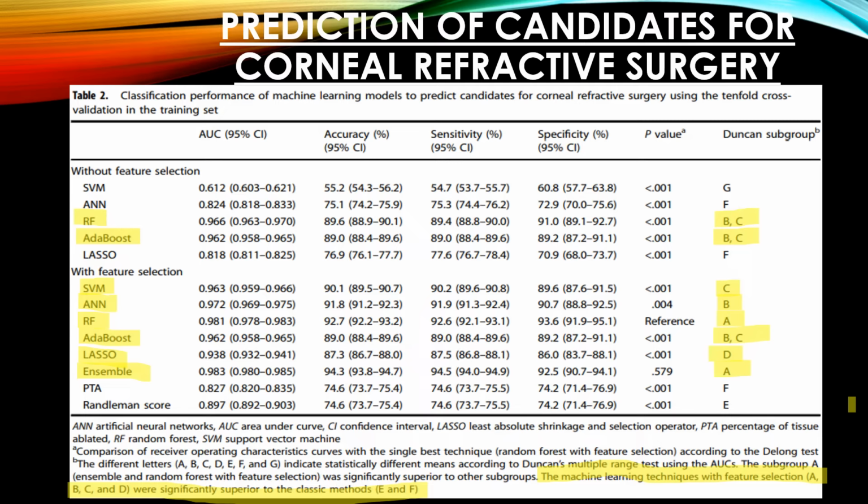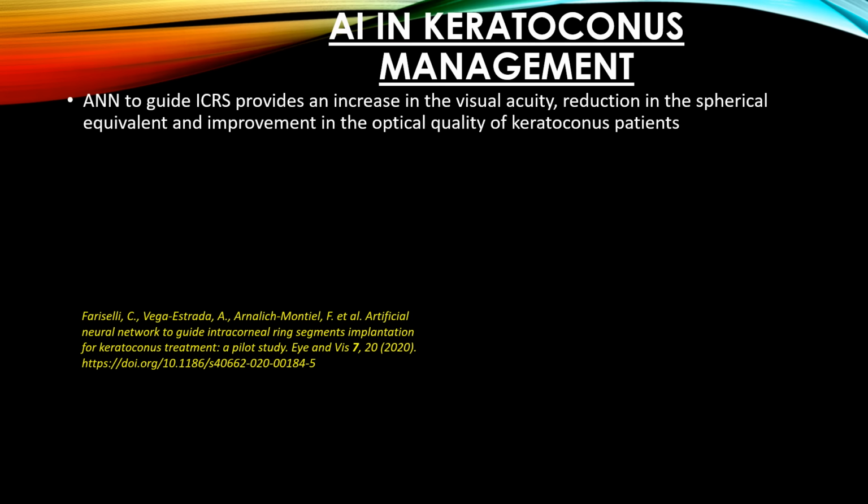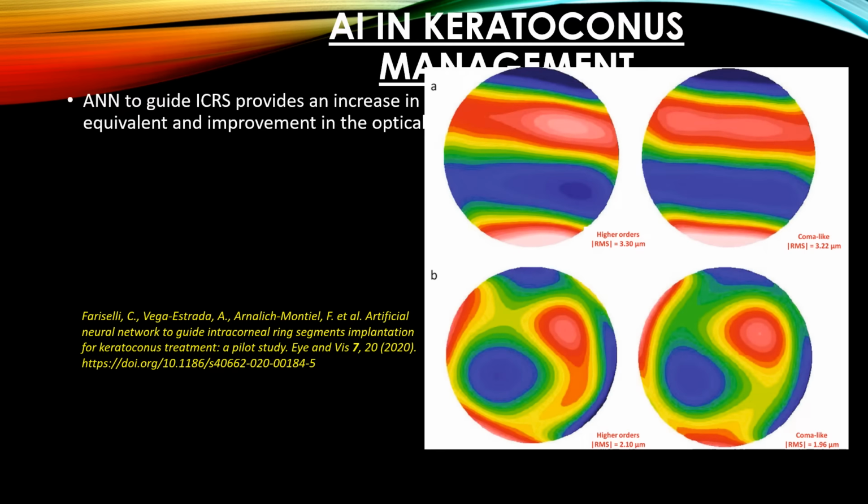So all those features, it combines them, it runs an algorithm and is able to come out with the suitability of the candidate for the surgery or not. So not only does it help us in the pre-op screening and the diagnosis, it also helps us in keratoconus management. Artificial neural networks have been used to guide intracorneal ring segment implantation, and this has been able to provide us an increase in the visual acuity and the spherical equivalent.